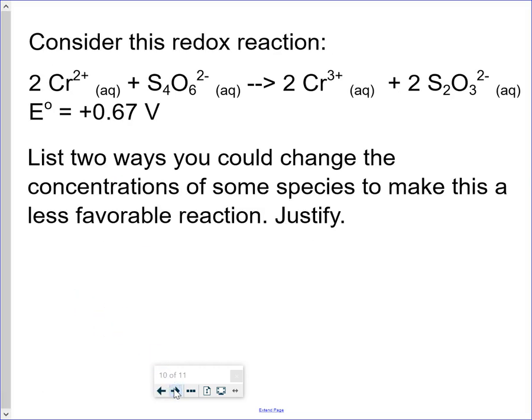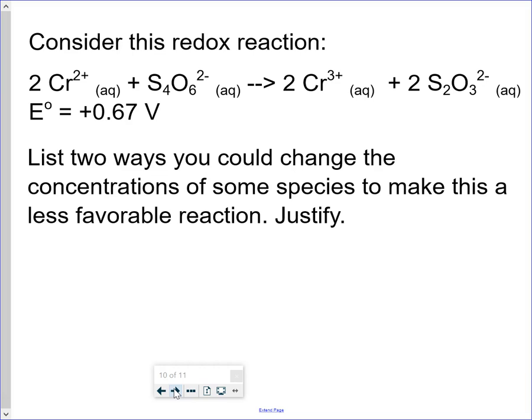The next question regarding this reaction is, what are two ways we could change the concentrations to make this less favorable? In other words, we want to shift it back towards the reactants. We want to make our value of the cell potential more negative, or less than the 0.67 that we started with. Well, this is Le Chatelier's principle again. What could we possibly add or remove to make this shift left?